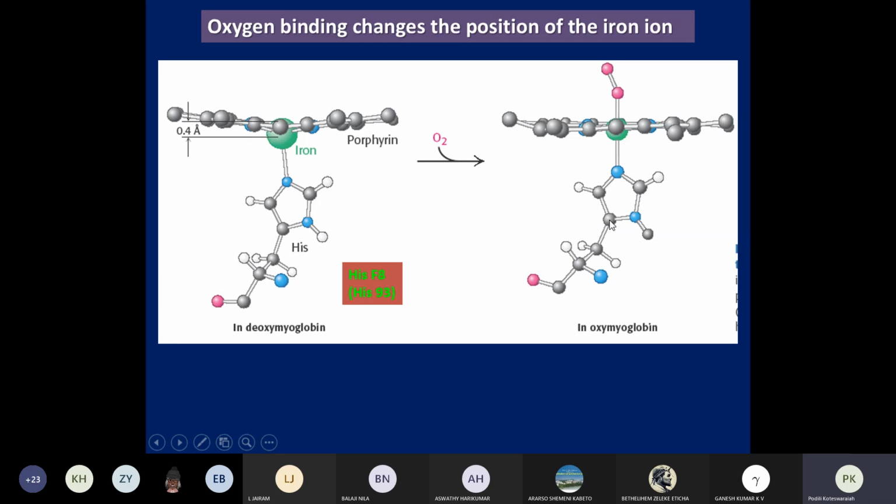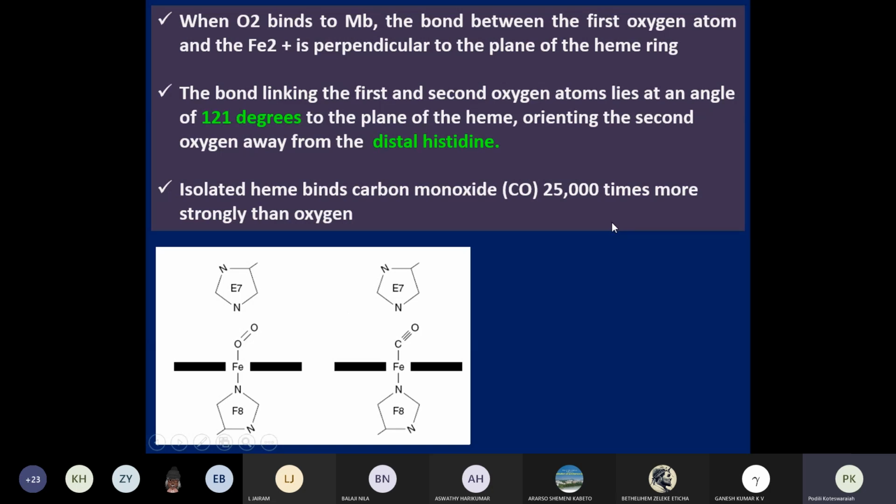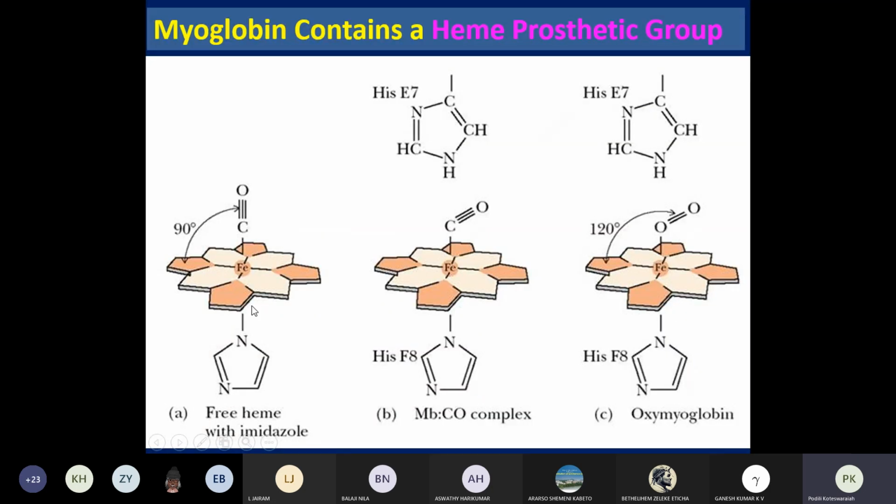It doesn't show cooperativity like hemoglobin, and hemoglobin is a tetramer. It shows cooperativity. And the oxygen that binds to the Fe2+ in the heme pocket, you can see here, the first and second oxygen atoms lie at an angle of 120 degrees to the average plane of the heme.